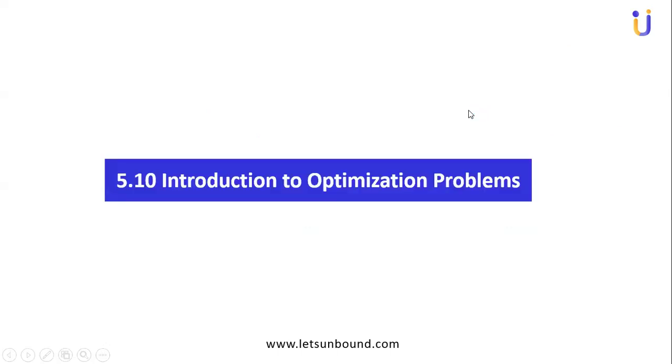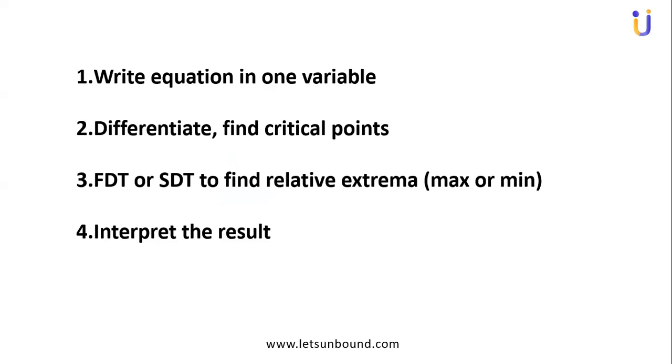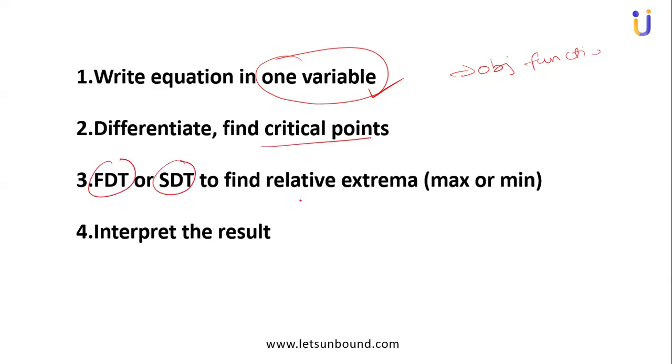Now, introduction to optimization problems. A very important application. We understand the behavior so far, and most of the techniques we will use here also for optimization problems. Write the equation in one variable. Actually, a real life scenario will be given, and you have to make your equation in one variable. That is your objective function, we will say. Differentiate, find critical points. You can use the first derivative or second derivative to find relative extrema. Either I have to maximize or minimize, and you need to interpret the result.